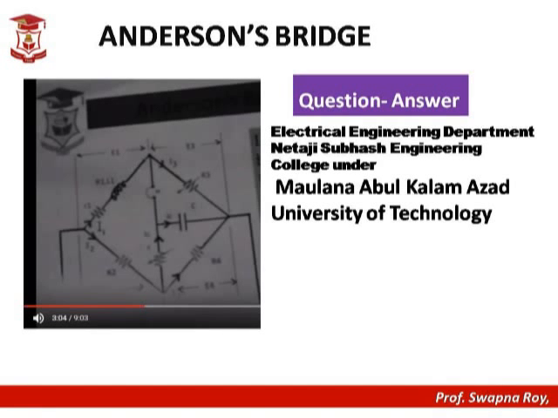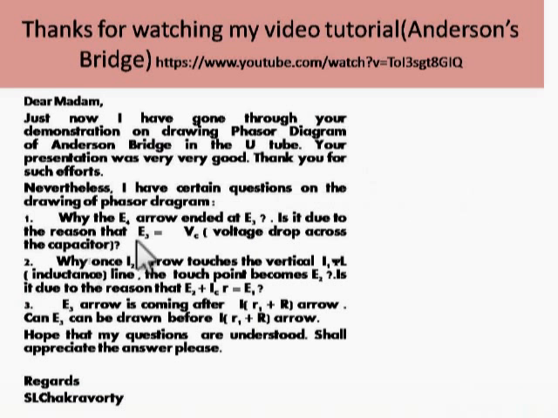Here is some question answer of the Anderson bridge, which I have received through email. Here the first question is, why the E4 arrow ended at E3? Is it due to the reason that E3 is equal to BC? So I'm going to answer your questions.